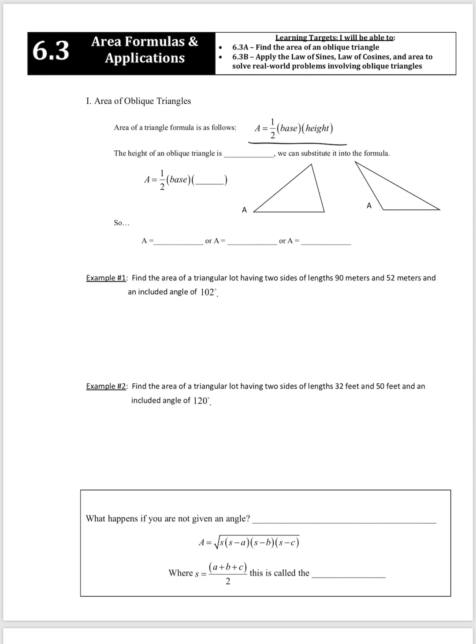We know that the area of any triangle is 1/2 times the base times the height. So that means the height of an oblique triangle, if I look right here, is going to be this hypotenuse, or B, if I finish labeling this, times the sine of this angle. So B times the sine of A. So the area is 1/2 times the base times the height, which is B times the sine of A. And that works for an obtuse oblique triangle as well.